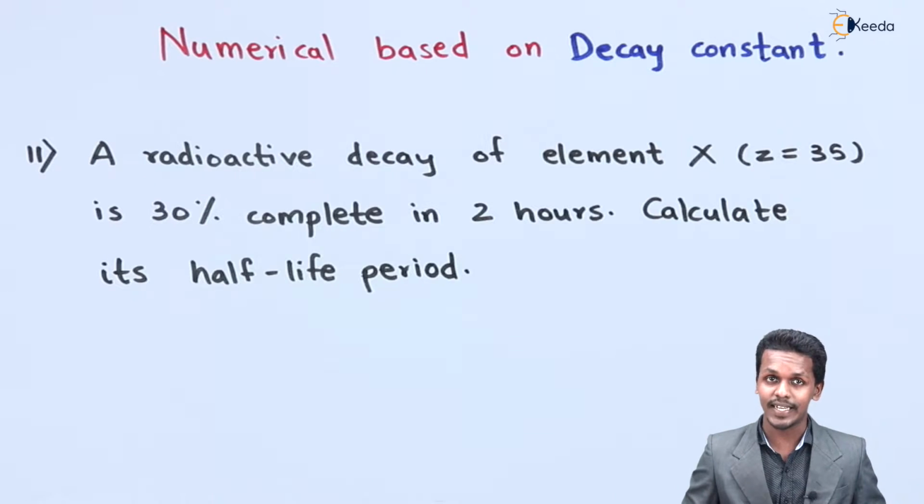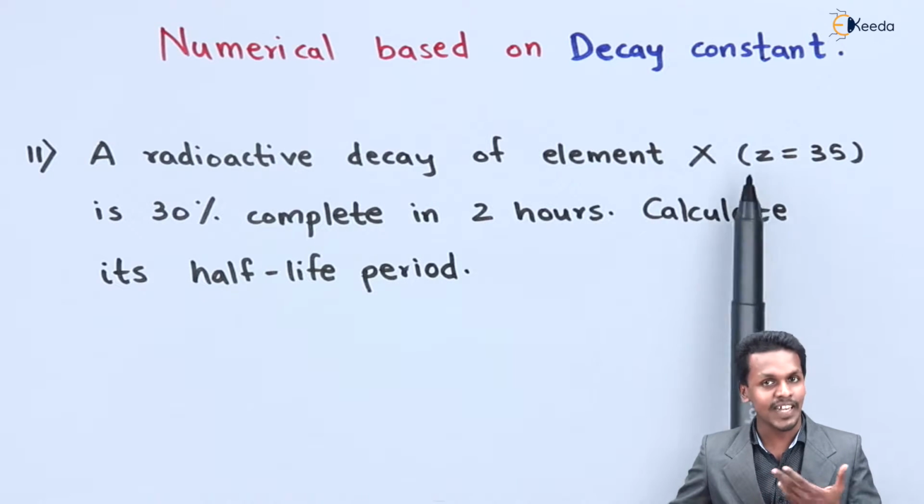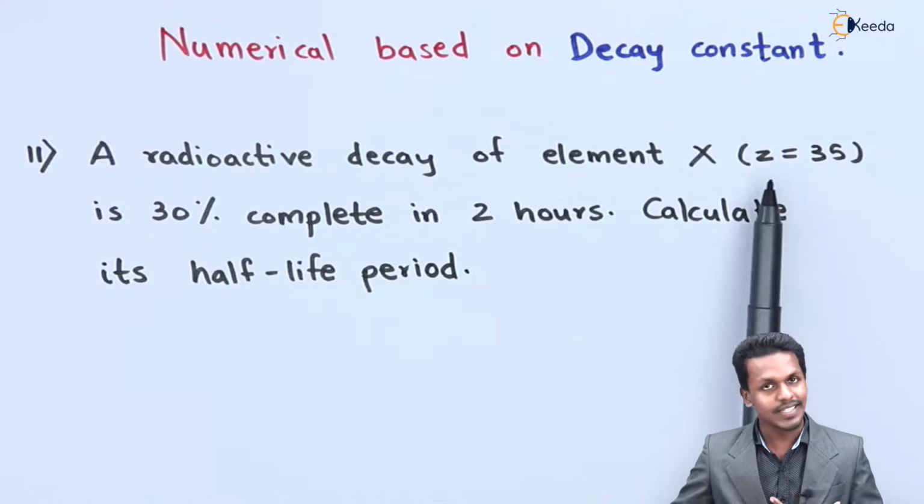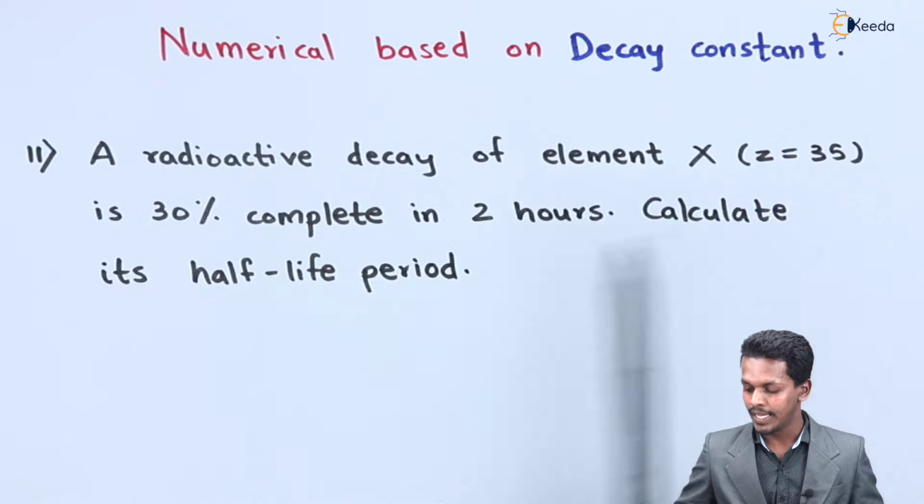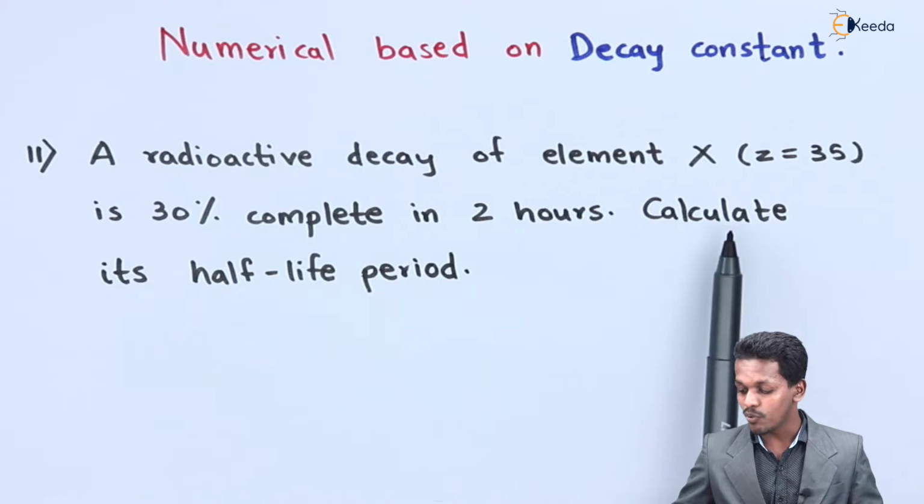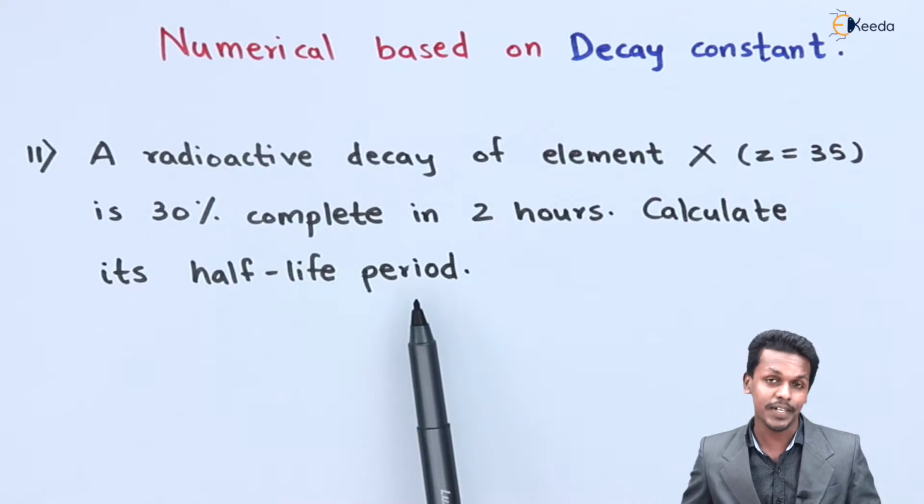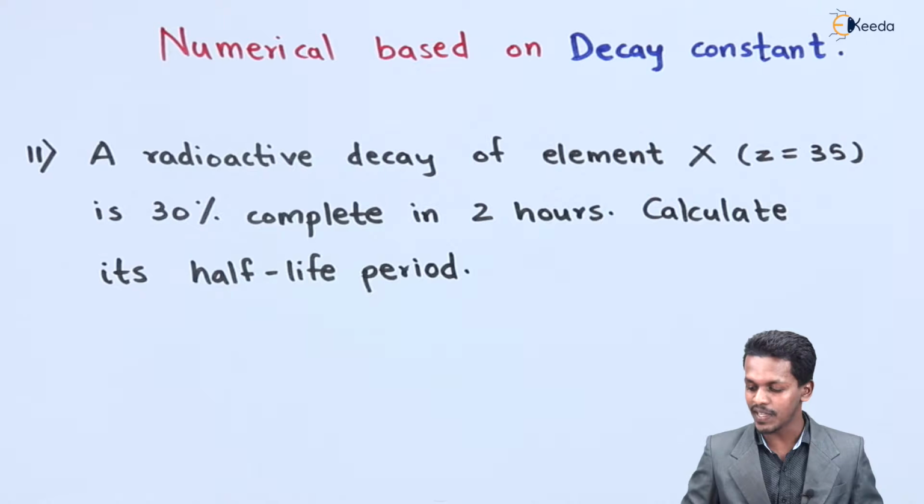Here we have a question: a radioactive decay of an element X which has an atomic number of 35, that is Z equals 35, and obviously we understand that it would be bromine, is 30% complete in 2 hours. So we have to calculate its half-life period. So what is the data that has been given here? Basically, let me talk about the first thing.